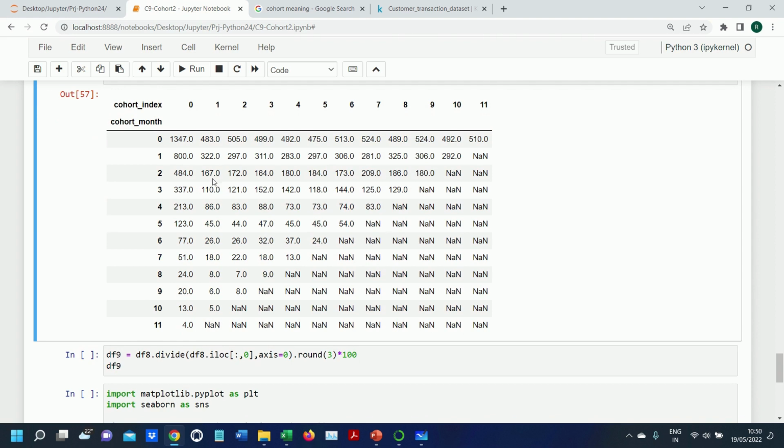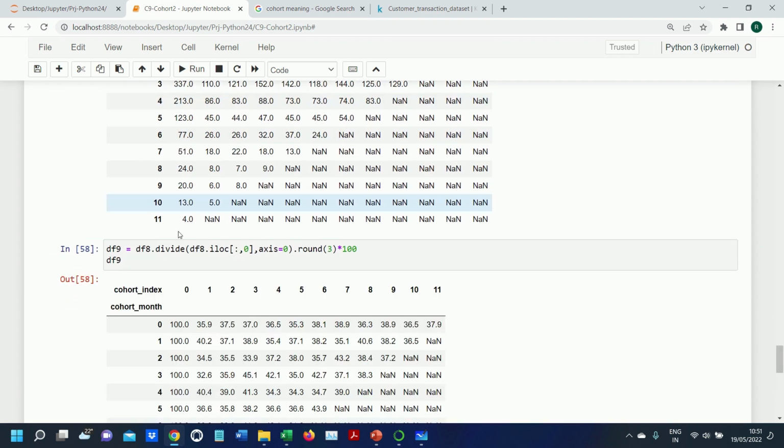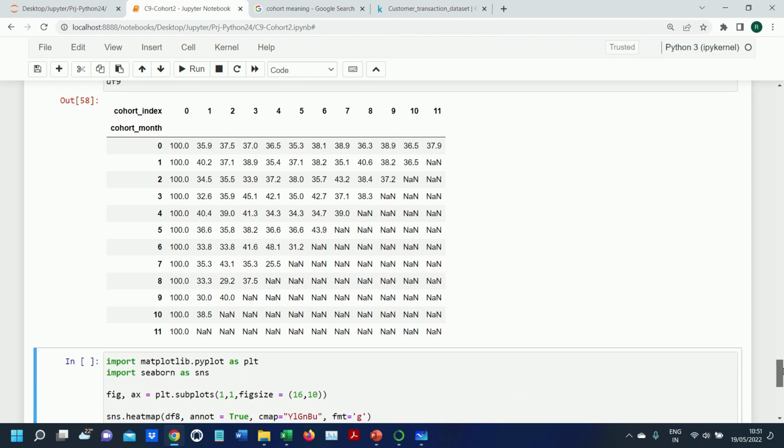Okay, so let's see it in the form of percentage, because here it's difficult to compare: is 8 out of 24 bigger or 483 out of 1347 better? That's why let's cross check by translating that into percentage.